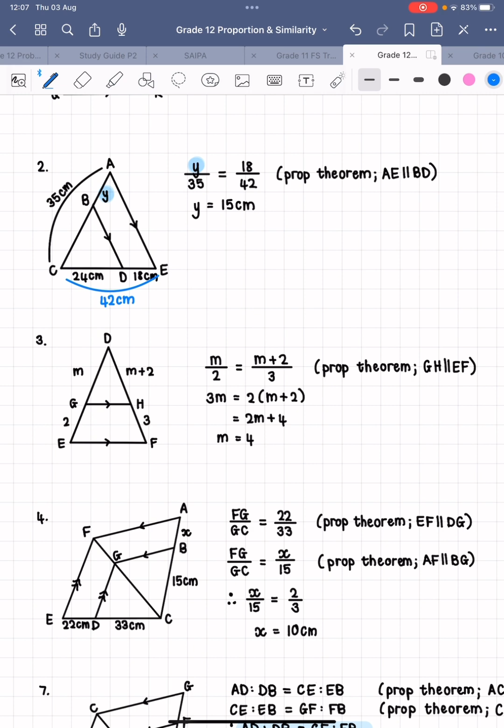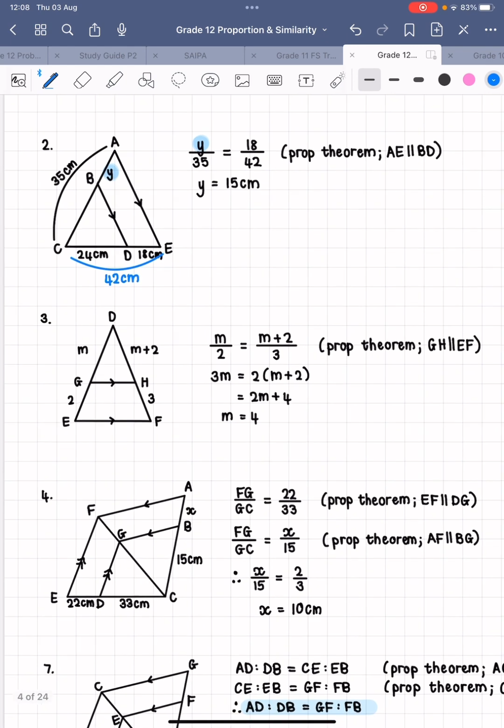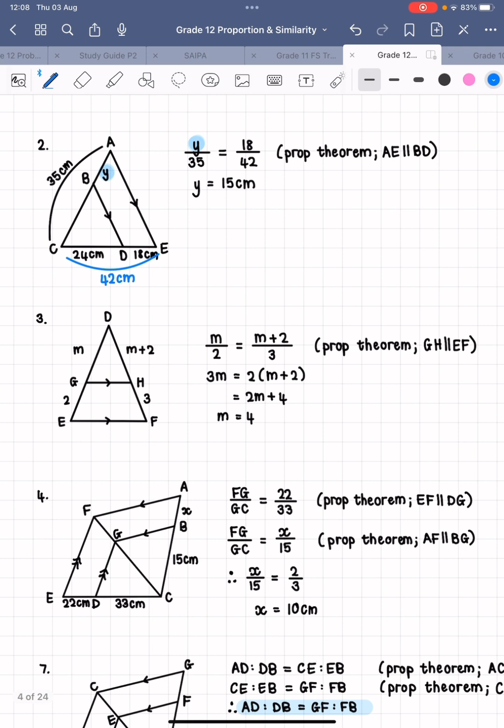Remember you have to match up the two fractions. It has to be the same sections of that triangle. So y over the whole side is 18 over the whole side. And why can I do that? Because BD is parallel to AE. So you have to write prop theorem and then state which sides are parallel. Once you have this, all you're going to type into the calculator is 18 over 42 times 35, and then it will give you your answer of 15 centimeters.